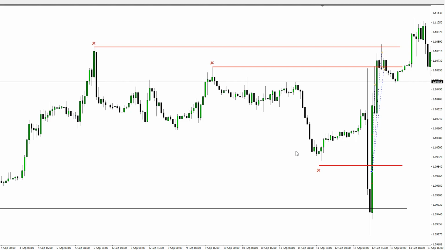And another thing that we're going to be looking at is targets, okay? So we want to identify logical points where we can take our profits. Here we have two points at which I did so. We have this high of September 9th, and then we have this high of September 5th. So I know that there's going to be orders resting above both of these highs. So these are the two points at which I want to be taking my profits.